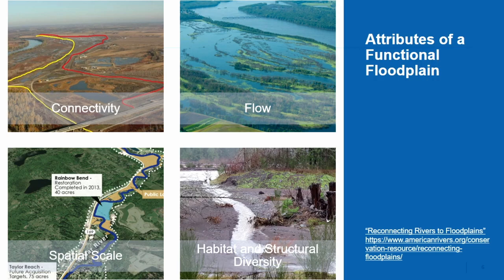Third is we need spatial scale, so we want projects that are big enough to make a difference. Land is expensive, and obviously it can be really challenging to do really big projects. So one of the ways to adapt to that is to do a lot of little small projects within a watershed and do them in a much more connected way. And finally, habitat and spatial diversity. The things that beavers get us. So if we can put beavers on our floodplain, that's going to help us get to some of that habitat and structural diversity.